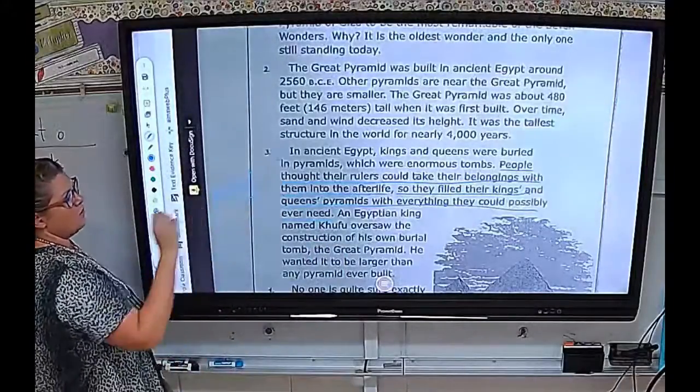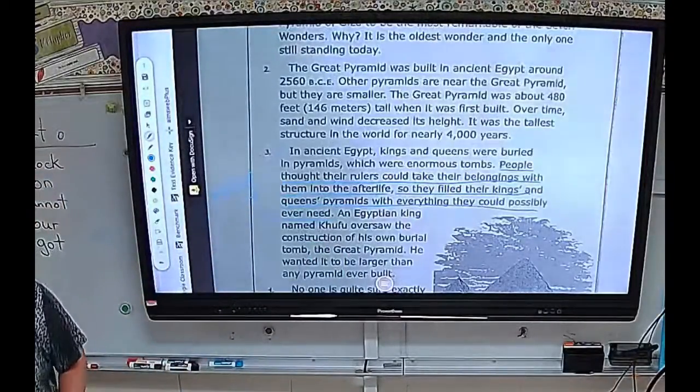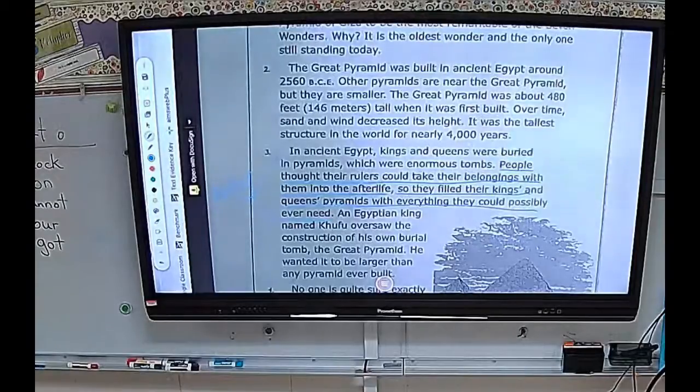That right there would be an excellent sentence of text evidence that I could use in my essay, in my why paragraph. You understand, like when they were built, it's just like if I was a queen and they were burying me in a pyramid, I might take my cell phone, I might take my wedding ring, I might take a bottle of water. They may bury me with those things because in the afterlife they're burying me with things they think I might need. Okay? Does that make sense?